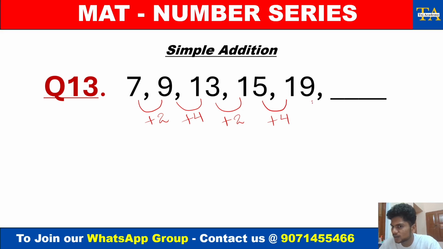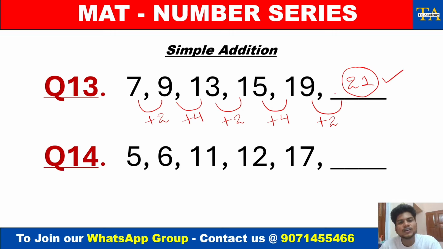So next you have to add plus 2. So 19 plus 2 is equal to 21. So this is our right answer. Okay, 21 is our answer. So now let us see the final question, that is 14th question, 5, 6, 11, 12 and 17.